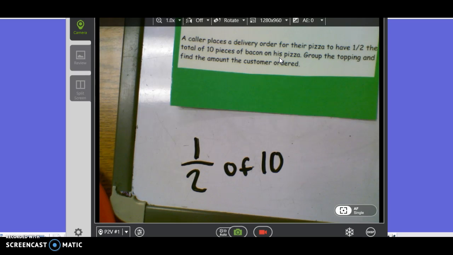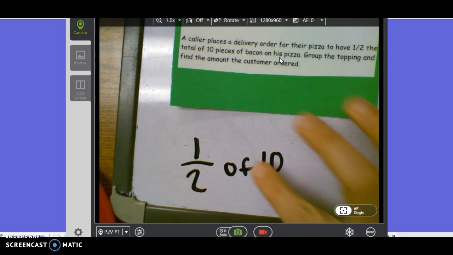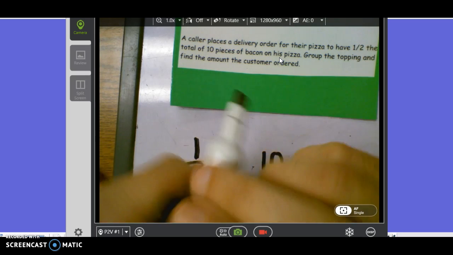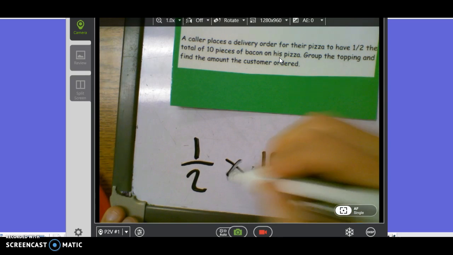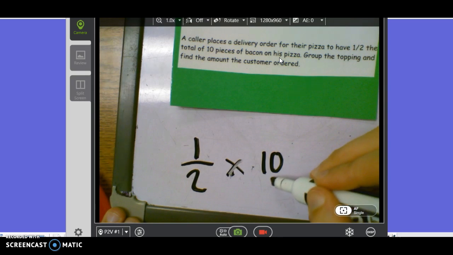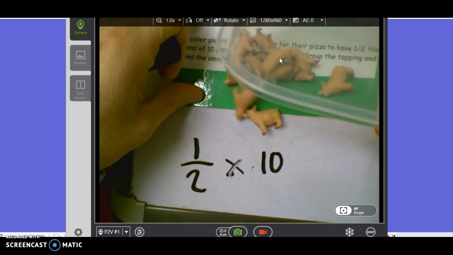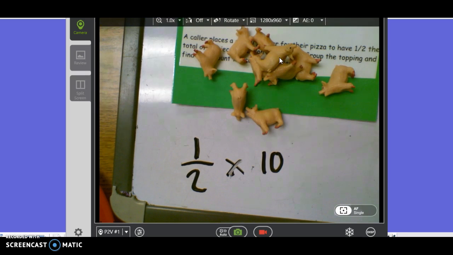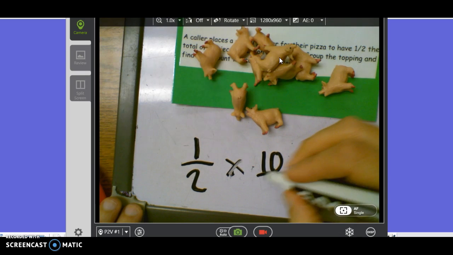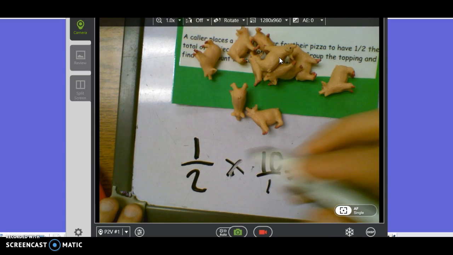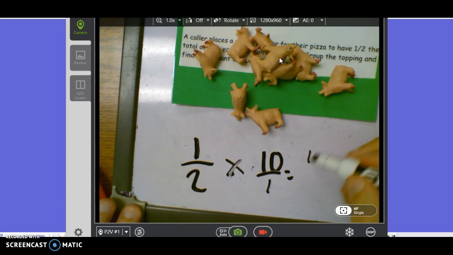So again, to find this mathematically, follow the steps. Change the word of to a multiplication symbol. This is my total number of bacon. That's going to represent the total number of pieces of bacon that typically go on to a pizza. I'm going to turn that into a fraction. Then I'm going to multiply across. 10 times 1 is 10. 2 times 1 is 2. And now I divide. 2 can go into 10 5 times. That means half of 10 should be 5.